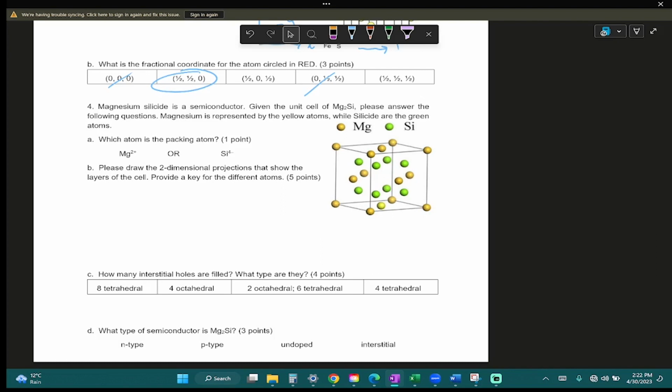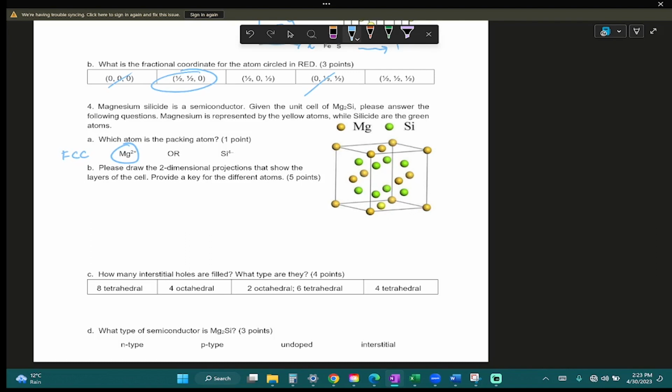The ones that are in the FCC or the CCP or HCP, you know, the packing atoms, they have packing in their name. So here it's asking the packing atom. Which one here is the packing atom then? Which one is it in the holes? Magnesium, yeah. And what type of structure is magnesium in? FCC, yeah.